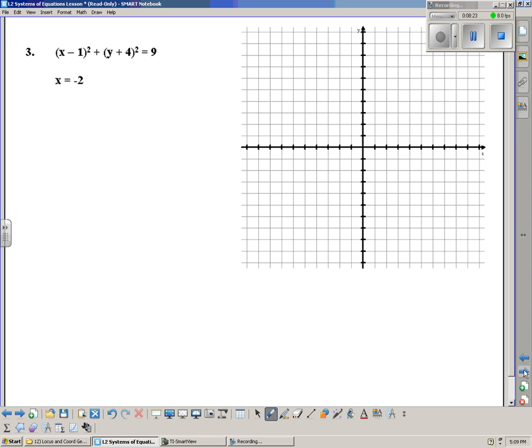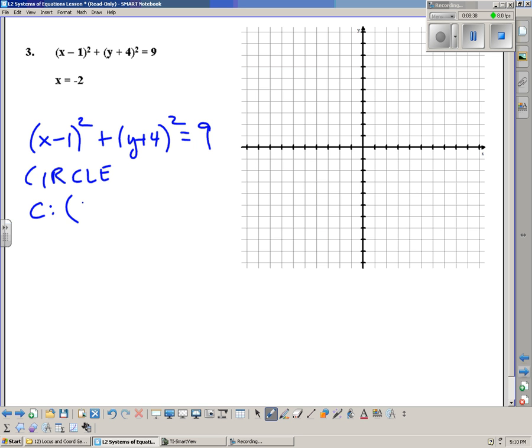So here's number 3. I have x minus 1 squared plus y plus 4 squared equals 9. Since the x and the y are both getting squared, it's a circle. And so my center is 1, negative 4. We change the signs of what we see. And the radius, I take the square root, be careful, which is 3.